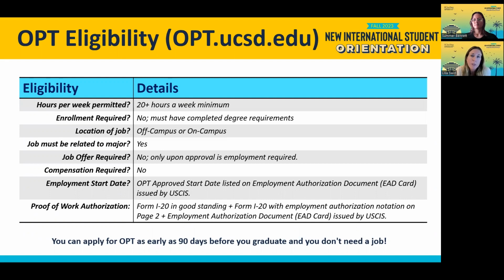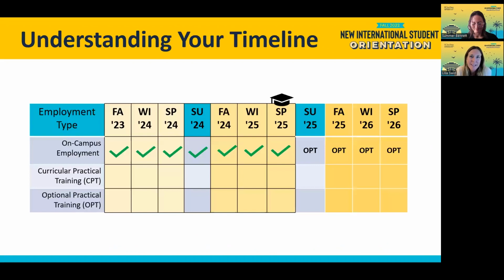They will mail that to you, and that will have a start date, which indicates when you can begin your OPT. So for more information about OPT, you can visit the website opt.ucsd.edu. So you can see we try to keep our websites very easy to remember. For CPT, cpt.ucsd.edu, OPT, opt.ucsd.edu. So feel free to check those out.